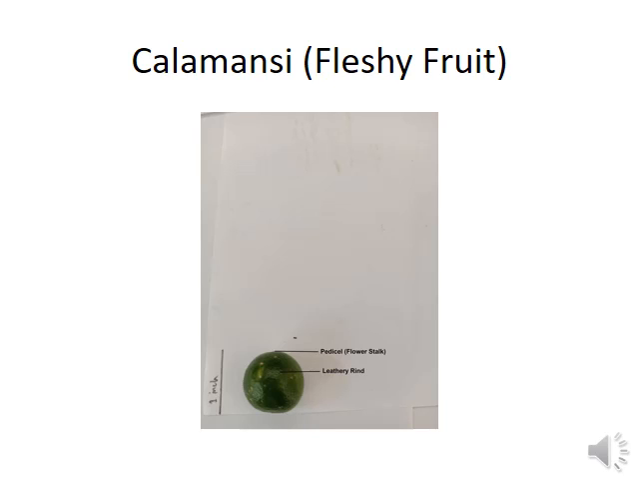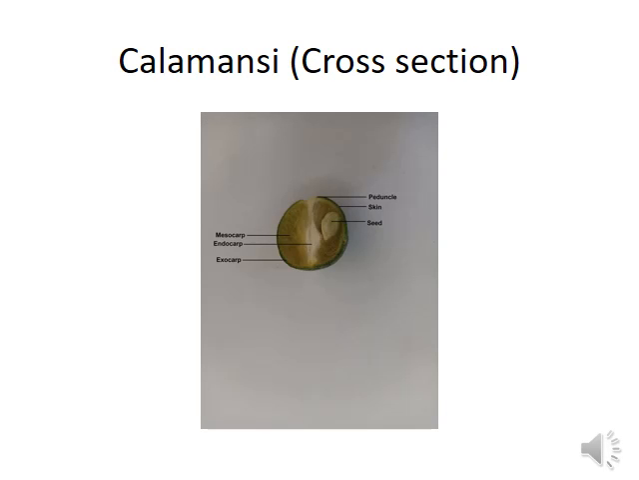So these are the parts of the calamansi fruit. First picture is as a whole. It has a pedicle, a flower stalk, and a leathery rind skin. So these are the parts of the calamansi of this cross section. It has a peduncle, the skin, the seed, the mesocarp, the endocarp, and the exocarp.